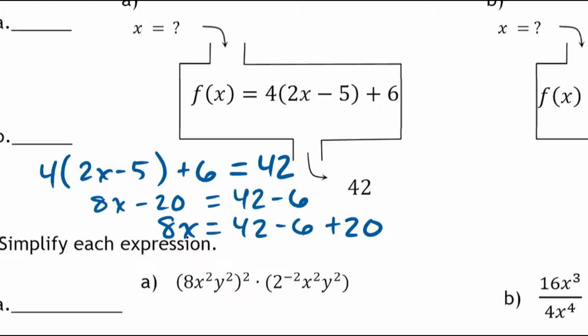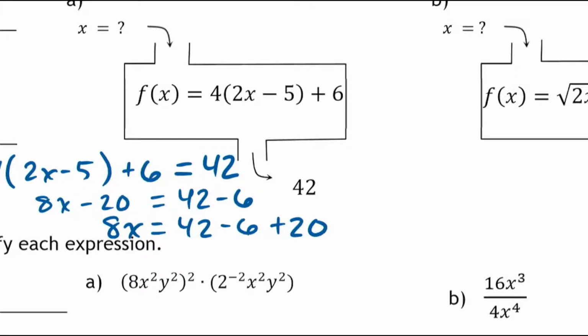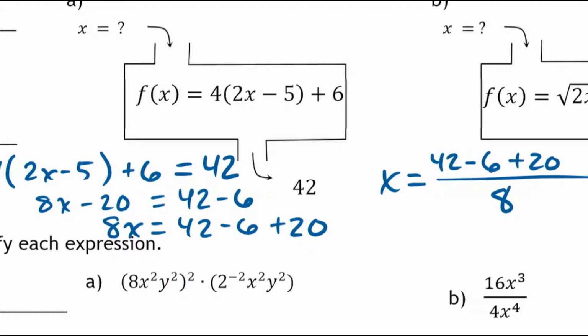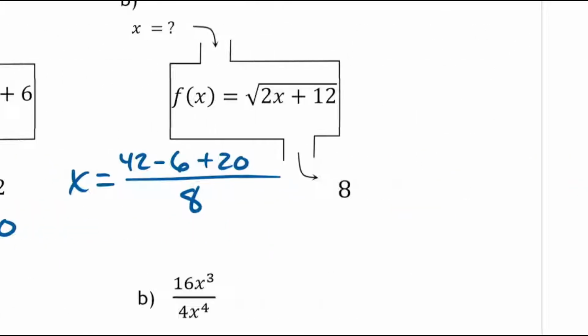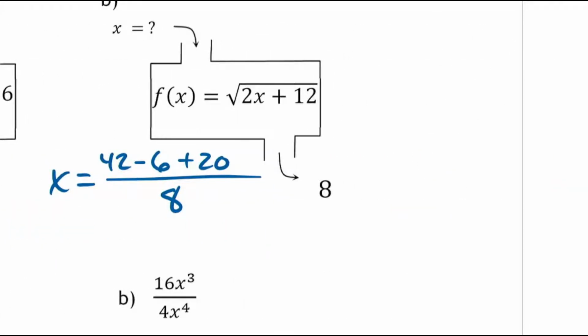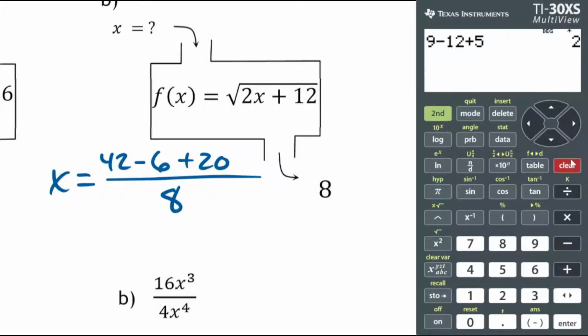The last thing I'm going to do is divide both sides by 8. And when I do that, I'm going to get on the left-hand side x, and on the right-hand side, I'm going to get what? 42 minus 6 plus 20, and all of that is to be divided by the number 8. Okay, so now what are you going to do? I'll tell you what I'm going to do. I'm going to chicken out, and I'm going to grab my calculator. So let me clear the screen here. I have a numerator, and in the numerator, I've got 42 minus 6 plus the number 20.